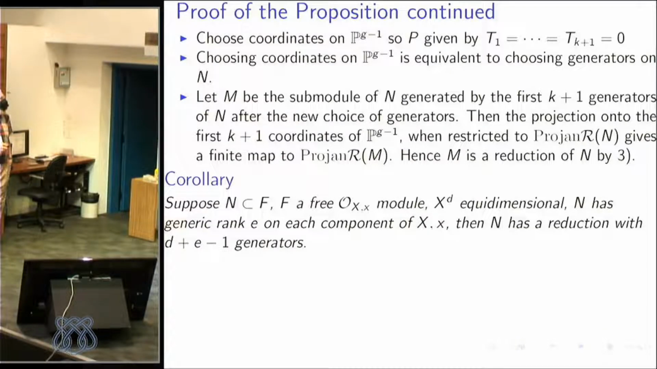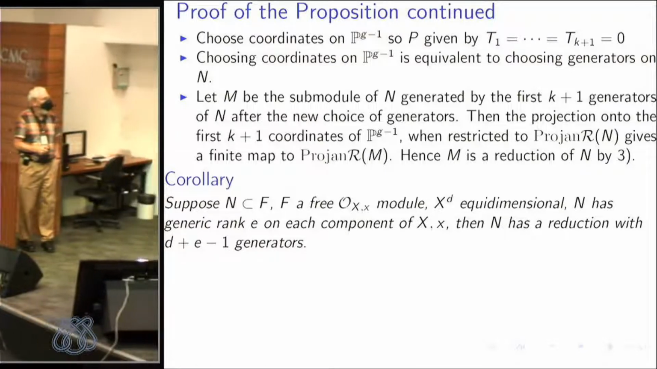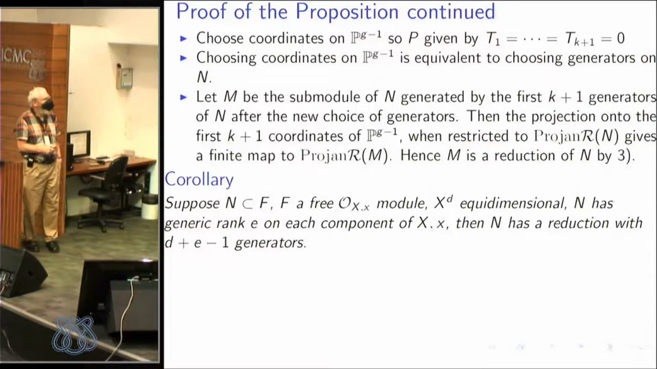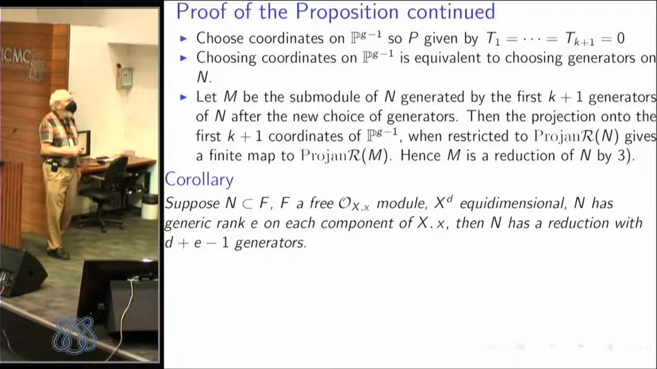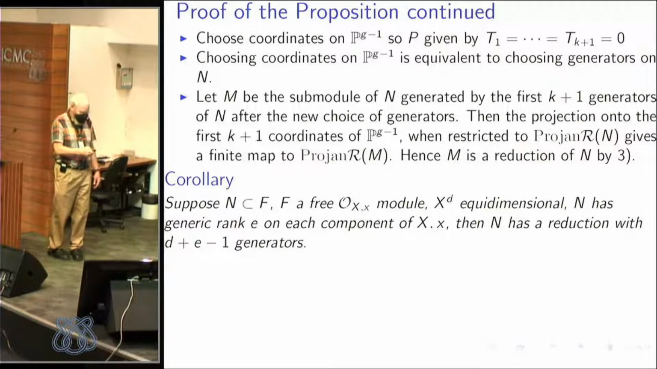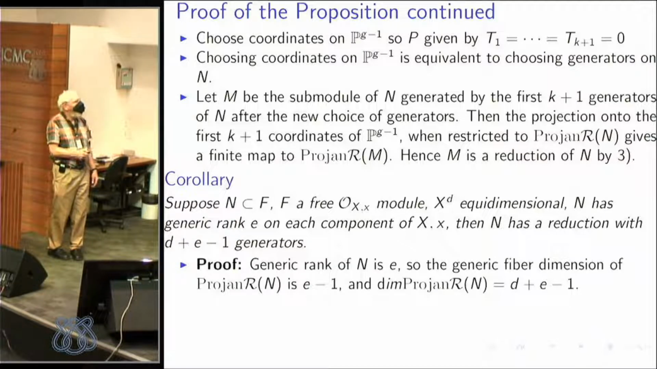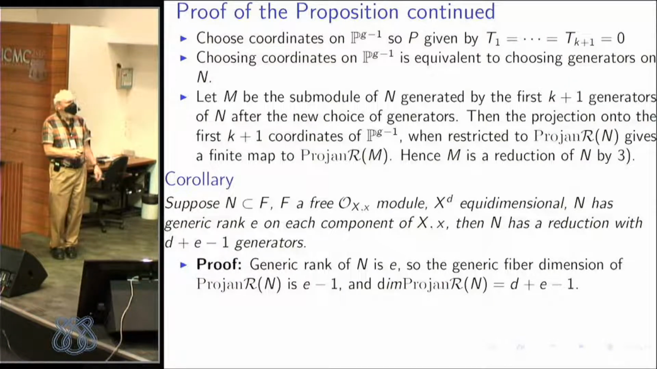And then we finally get to the point we wanted to get to: if we have N and X equidimensional of dimension d, N has generic rank e on each component, then N does have a reduction with d plus e minus 1 generators. Okay, so where does the d plus e minus 1 come from? Let's see. All right, let's do counting here. The generic rank of N is e. That's given to us. The generic fiber dimension of Proj R_N then is e minus 1 because we subtract 1 when we projectivize. So the dimension of the whole thing is d plus e minus 1.